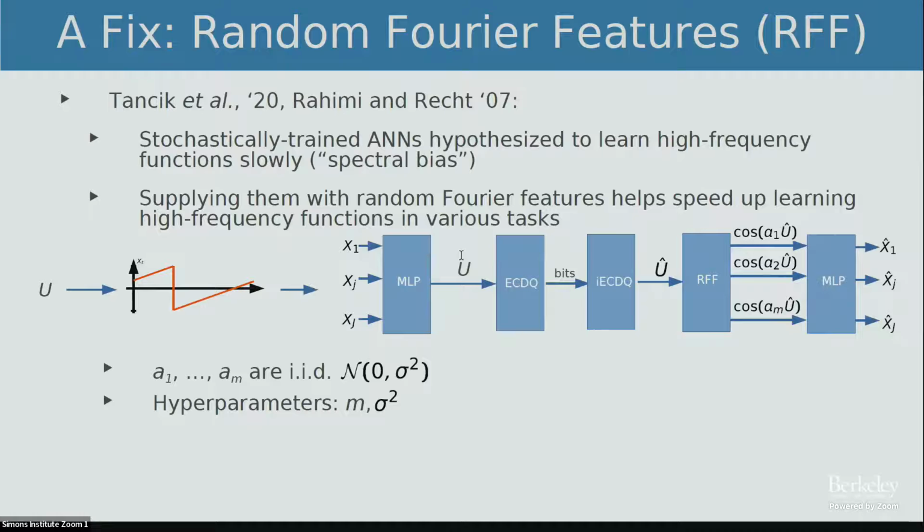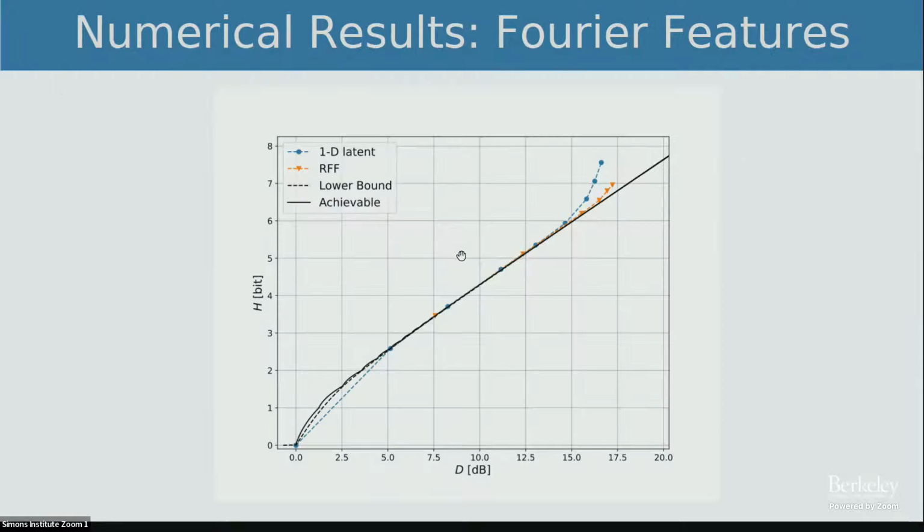It's a bit sensitive to hyperparameters. Sorry, I've spent quite a bit of time optimizing these things to get it to work, but it does help: when you introduce the random Fourier features, you're almost back on the curve.